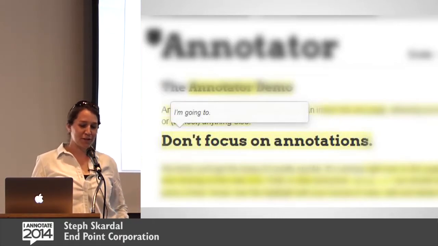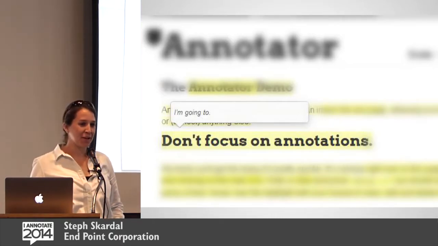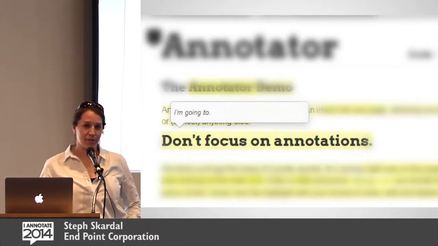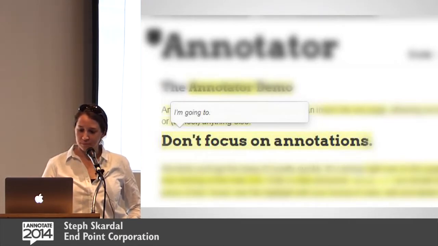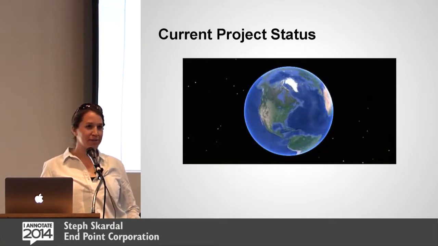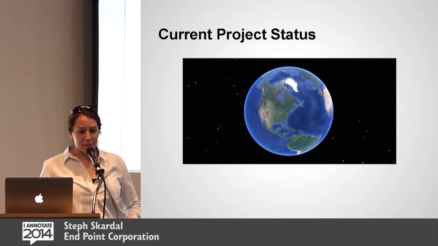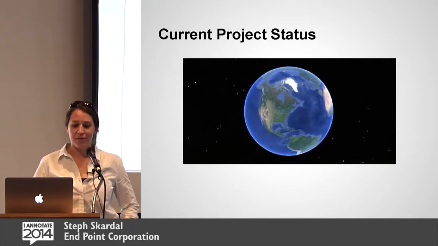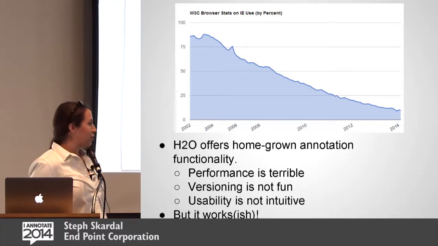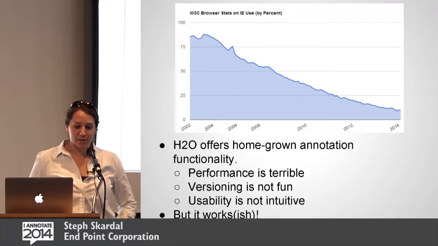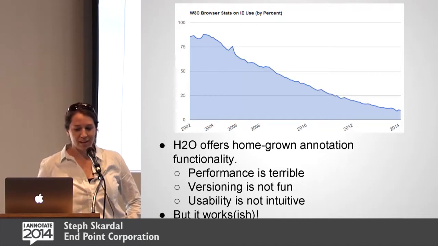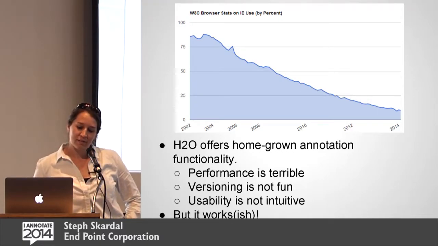I like the mantra to not focus on annotations, but I'm going to focus on annotations and what we're doing with Annotator. So imagine a world where Internet Explorer users roam the earth by the majority. This is about 4 years ago, when H20 started doing annotations. This is a little graph I pulled from W3C about browser stats. Somewhere around 2010, maybe earlier, is when H20 wanted to do annotations.